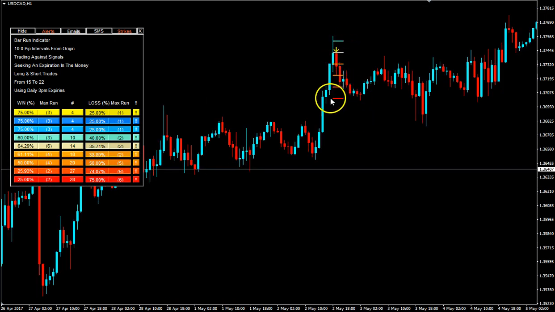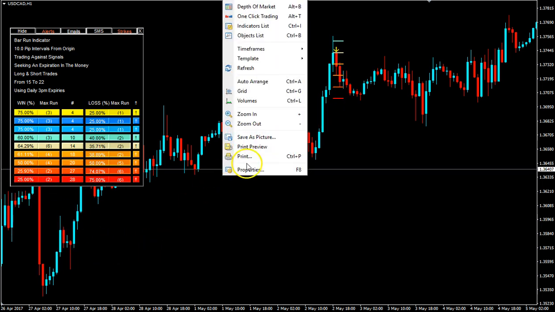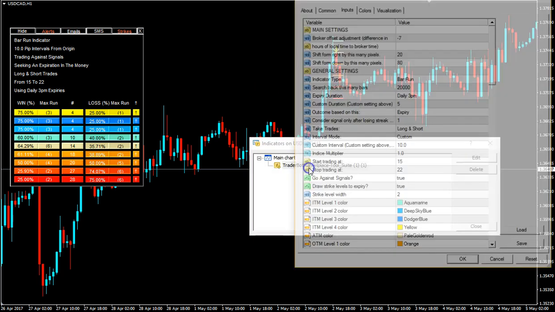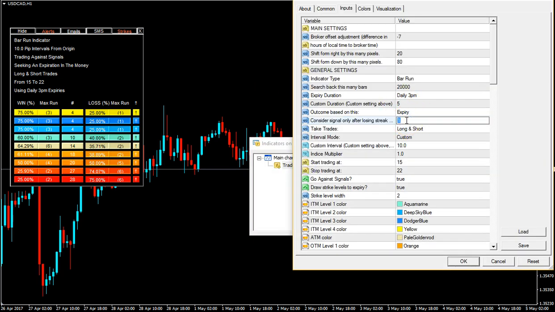Now let's go look at the 4th level OTM here. Let's start over. Let's put it at -1 because we don't want to see any losses.